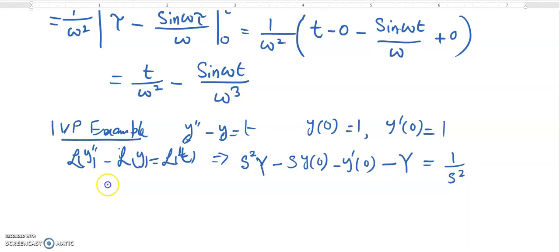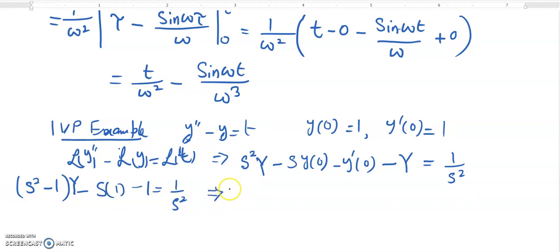Now on the left hand side, we will collect the terms of Y. So Y times s square minus 1, and then minus s, since y of 0 was 1, and minus y prime of 0, which is also 1. So that is equal to 1 over s square. Y times s square minus 1, that is this.